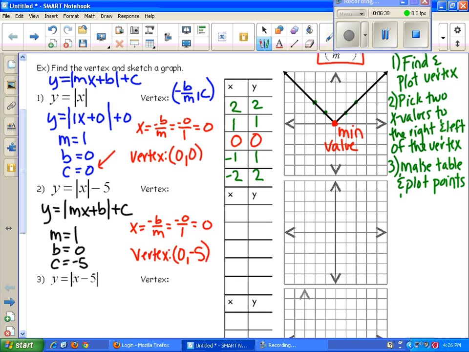So that's the first thing I'm going to plot. So 0, down 5 would be right here. And then I'm going to put that in my table. So now I want two x values to the right of 0 and two to the left of 0. So two to the right would be 1 and 2. To the left would be negative 1 and negative 2. Now to find the y coordinates, I plug the x values into my original equation and solve for y. So if I plug 2 into my equation, the absolute value of 2 is 2, and 2 minus 5 gives me negative 3. If I plug in 1, the absolute value of 1 is 1, and 1 minus 5 would give me negative 4.